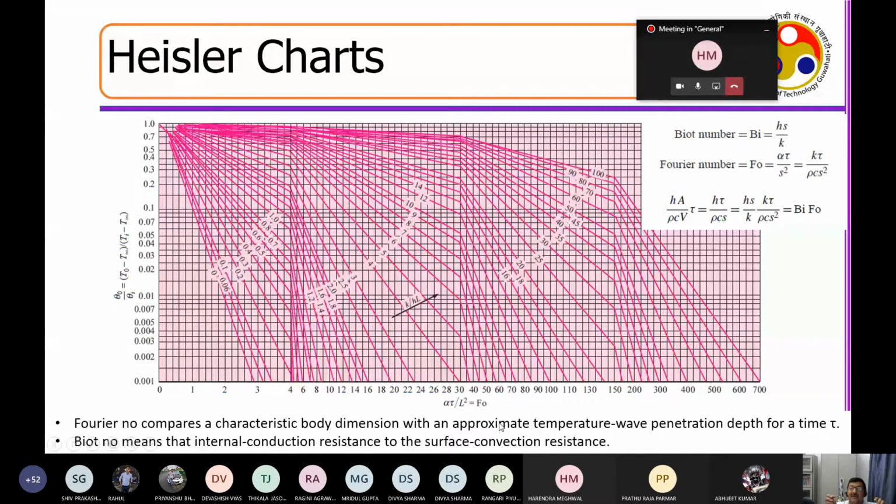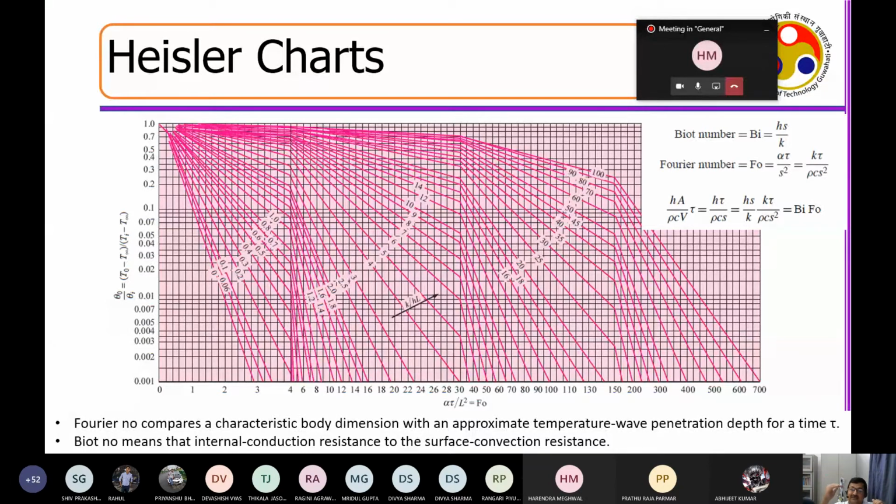Now, if the internal conduction resistance is very small, that means it is a metal. And if the outside convection resistance is very high, internal conduction is very high, then I can say that resistance is very small.